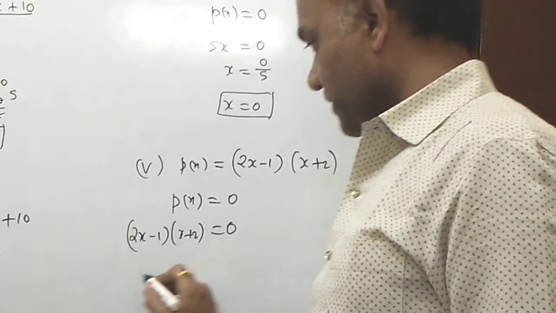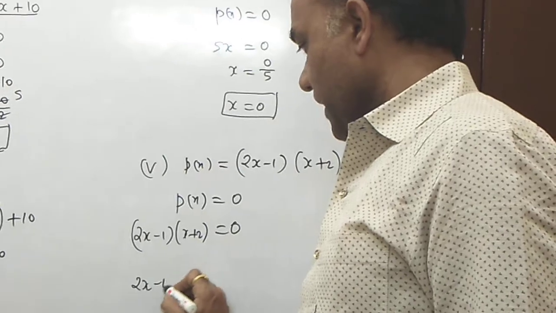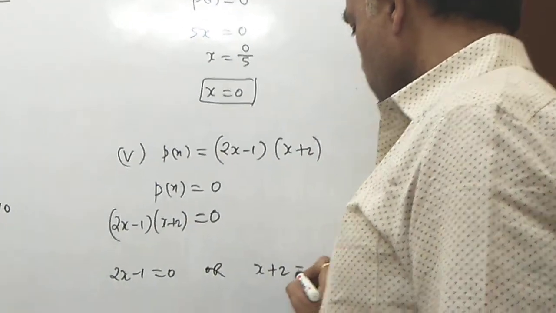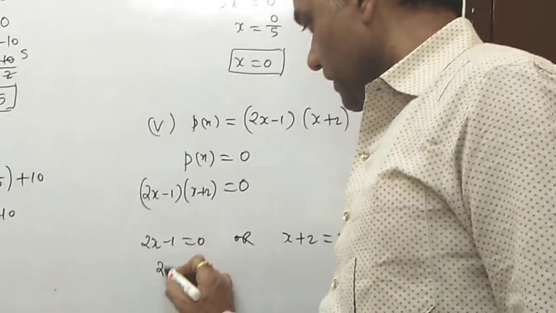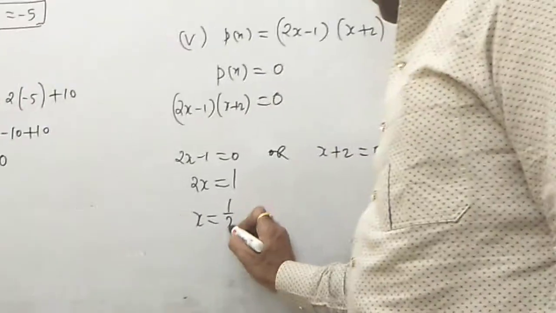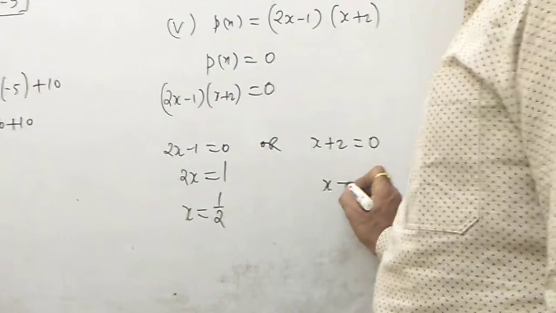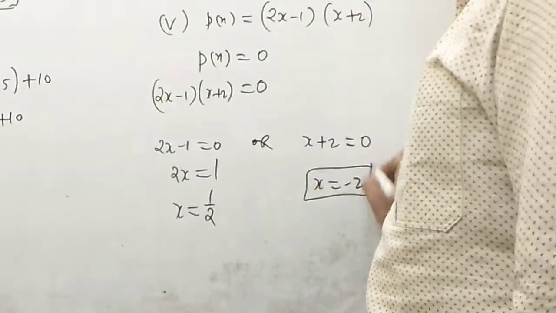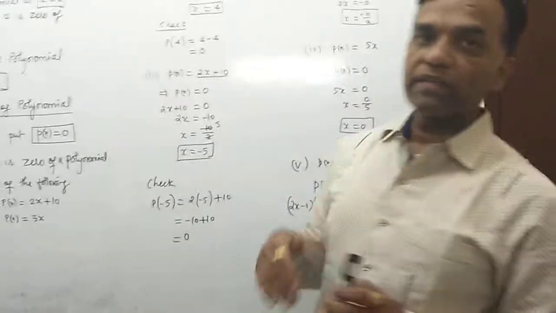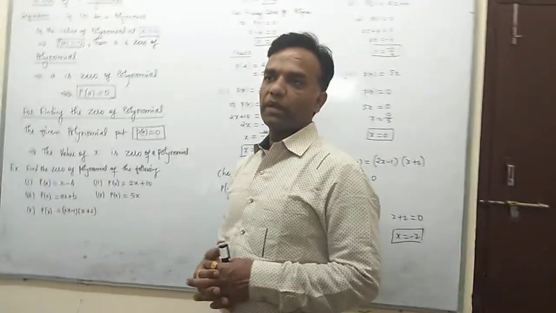So now both factors: 2x minus 1 equal to 0, or you write x plus 2 equal to 0. Similarly 2x equal to 1 and then here x equal to 1 by 2. Similarly you have x equal to minus 2. Okay, in this case, because there are two brackets, you got two answers. It means the polynomial has two zeros.